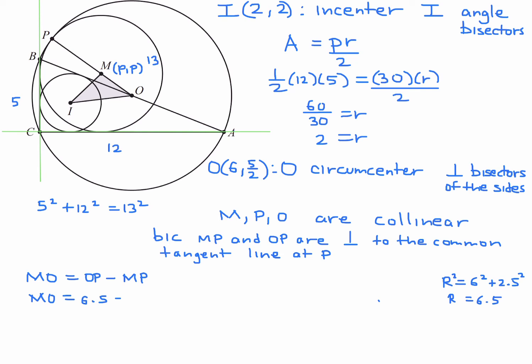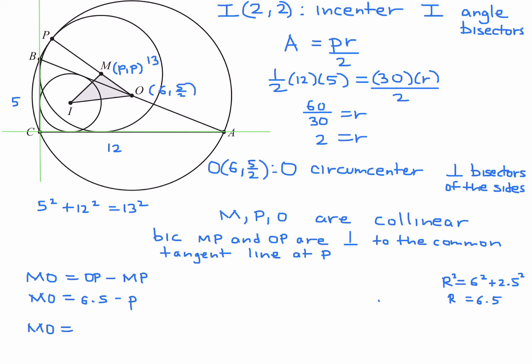So the distance from M to P is just the radius, and the radius of that circle is just equivalent to P. So I'll put that in there. Okay, we can figure out MO in another way using the distance formula, using this point and this point, O, where O has the coordinates 6 and 5 over 2.